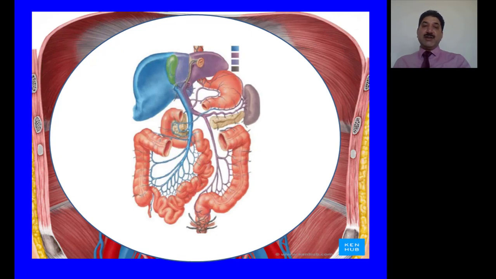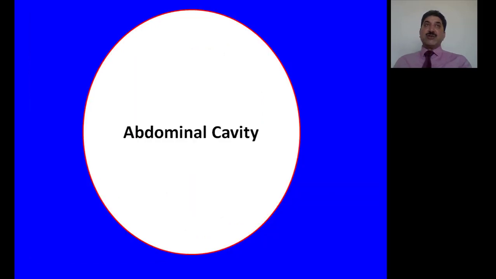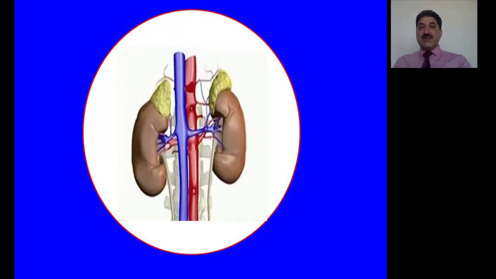Thus, the abdominal cavity is lined by peritoneum. Certain structures lie posterior to the peritoneum; they are called retroperitoneal. Those structures which lie within the peritoneal cavity are called intraperitoneal.